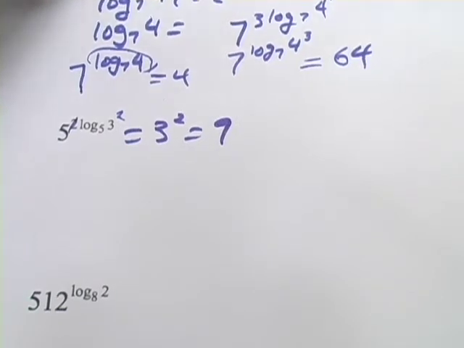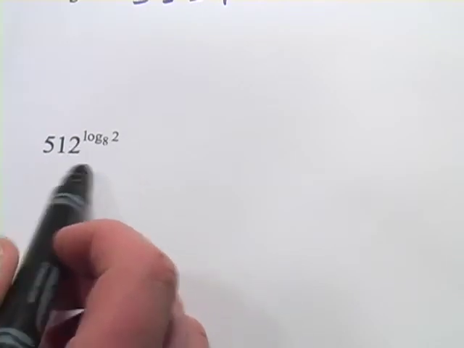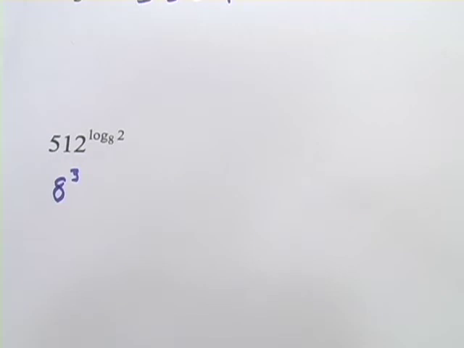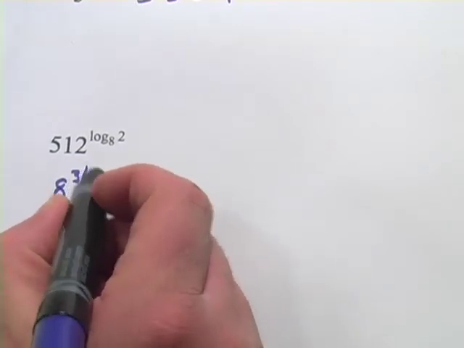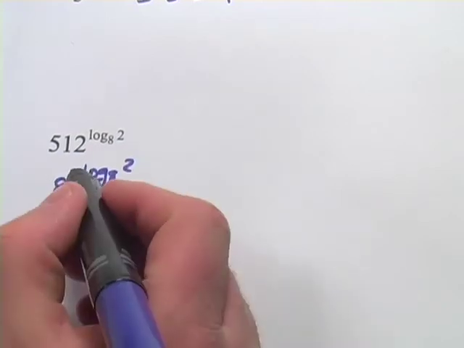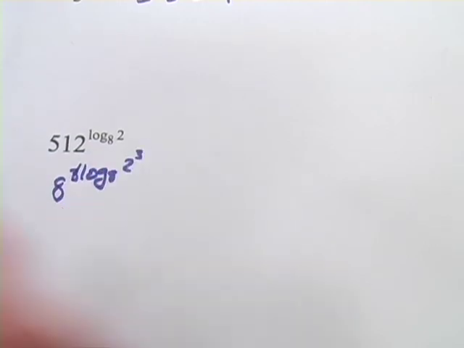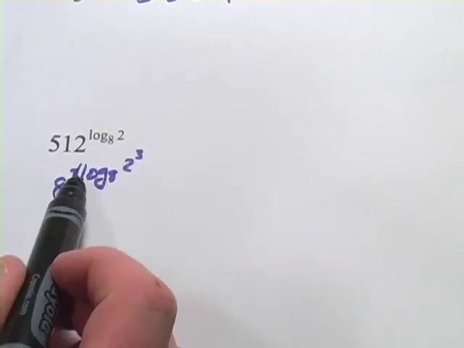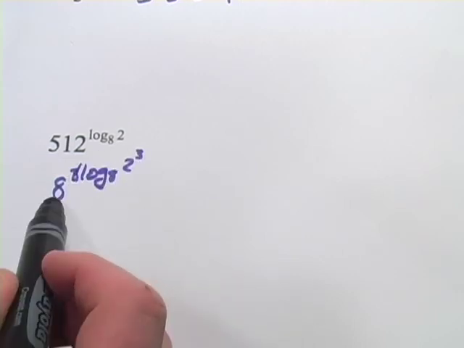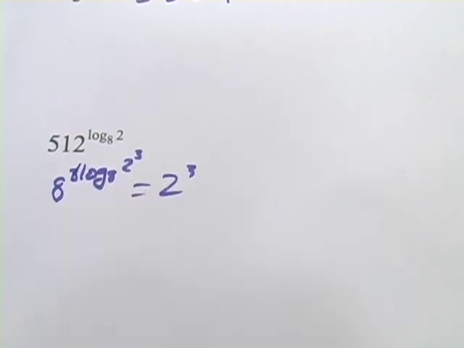All right, one more of these crazy problems. This one's a little bit tougher. We have 512 to the log base 8 of 2, and it looks like our base here and our base here are not the same. Luckily, 512 is the same thing as 8 cubed. So I can rewrite this problem as 8 to the 3 times the log base 8 of 2. And then, of course, I'm going to take this 3 and make it a power of 2. And now we have 8 to the log base 8 of 2 cubed, which means this is the power that turns 8 into 2 cubed. And here's 8 being raised to that power. So the answer is 2 cubed, which is 8.